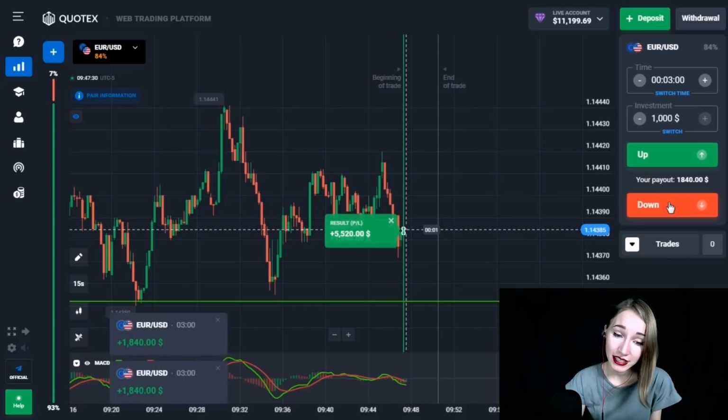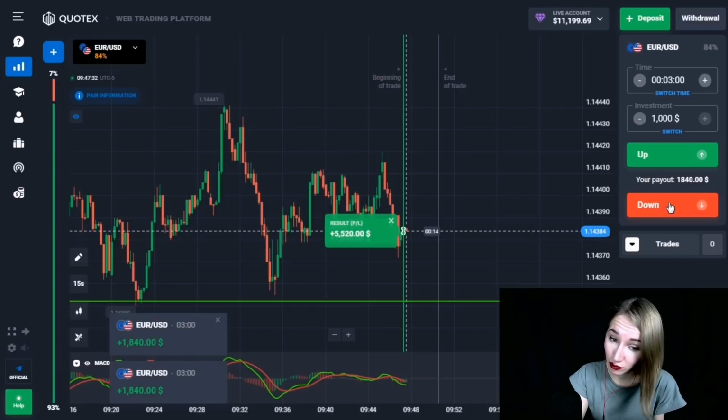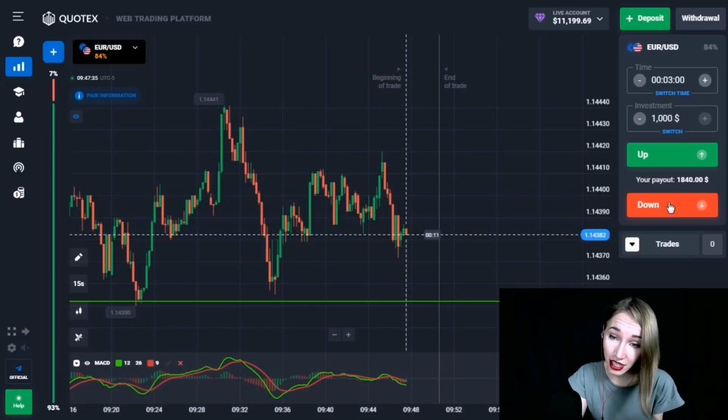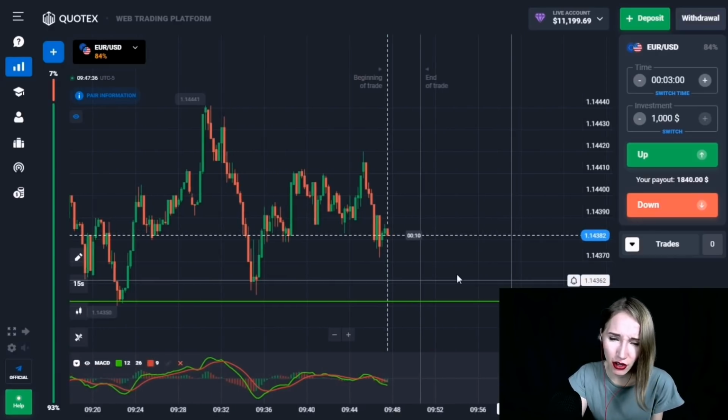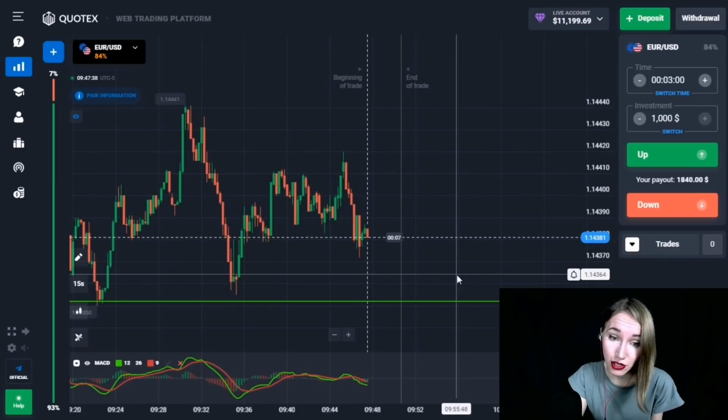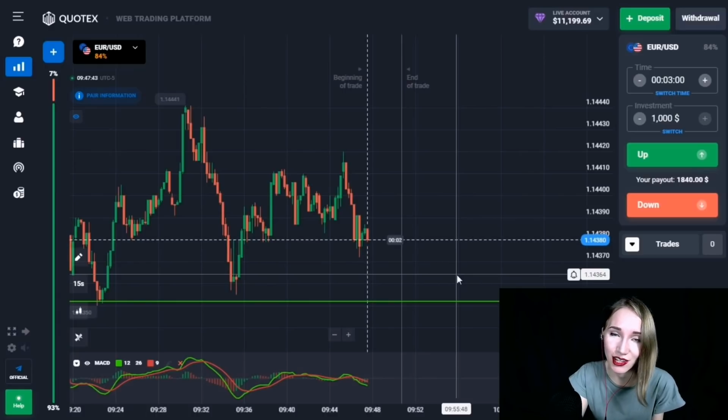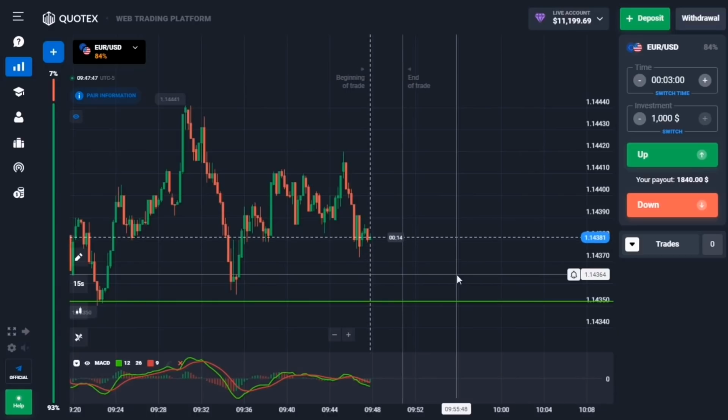Well guys, it's not bad. After a pullback up, the downward movement continued and we have got our profit. 3 minutes were enough here. In this situation the indicator showed us a movement of the price in connection with technical analysis. We got very good results. So let's keep on trading now.